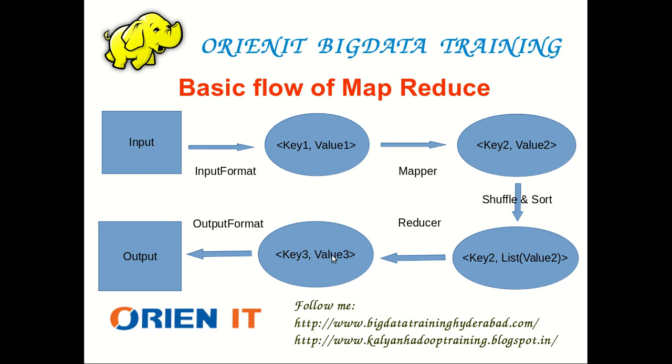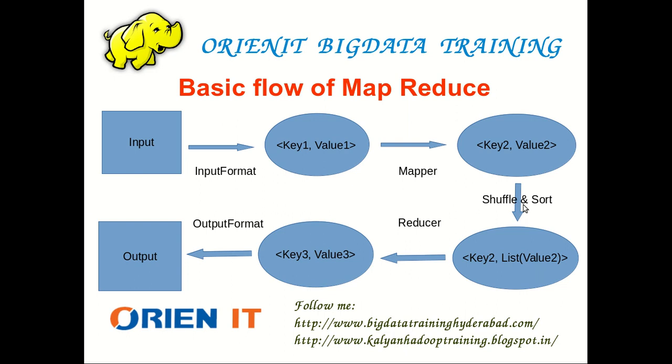And finally we will take care of K3 V3, which is your output, in your output format. So these are the basic keywords. First, everyone has to be clear about what keywords are involved here: keys and values, input and output, input format, output format, mapper, reducer, shuffle and sort.